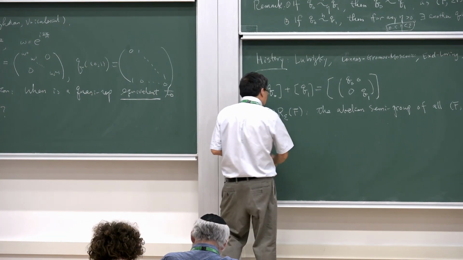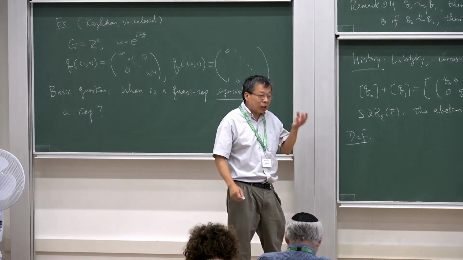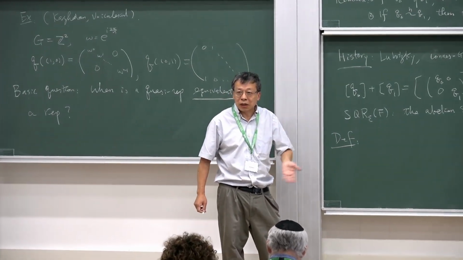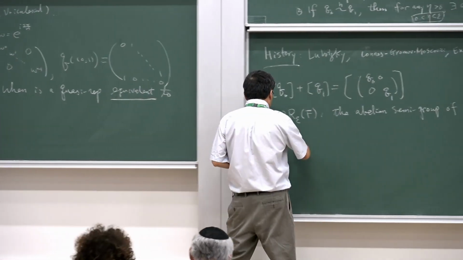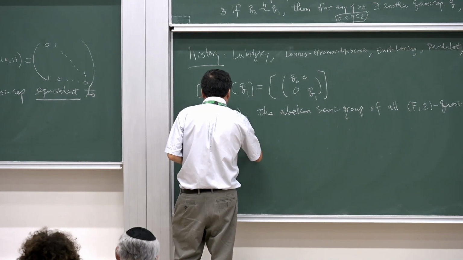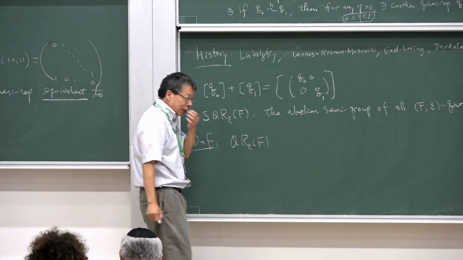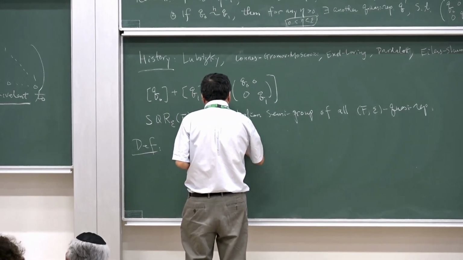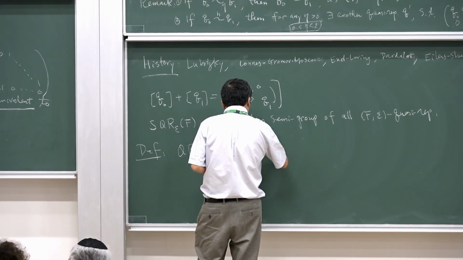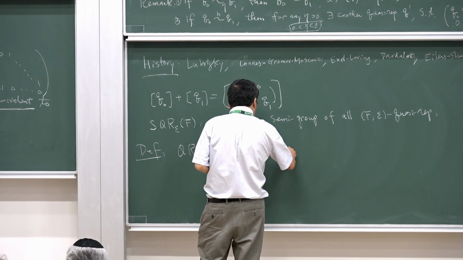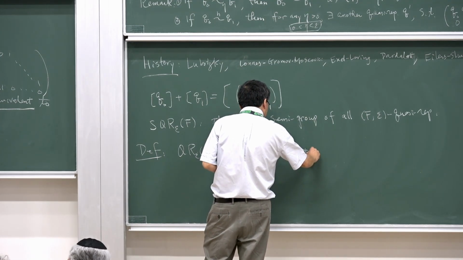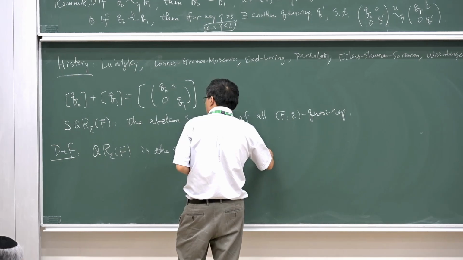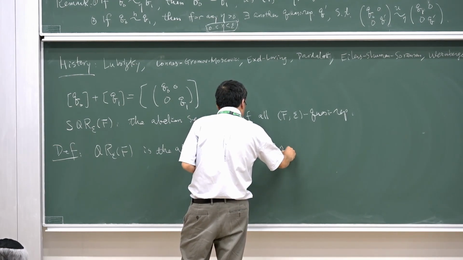Now there's a standard process of turning an abelian semigroup into a group. That's the Grothendieck process. That's what we do in K-theory. This is the Grothendieck abelian group from the semigroup.